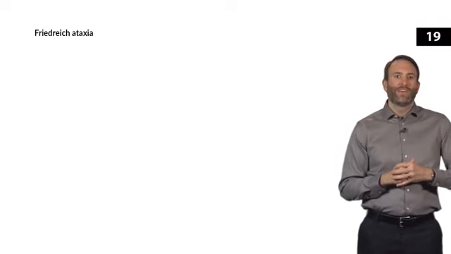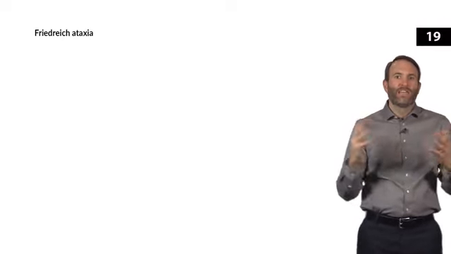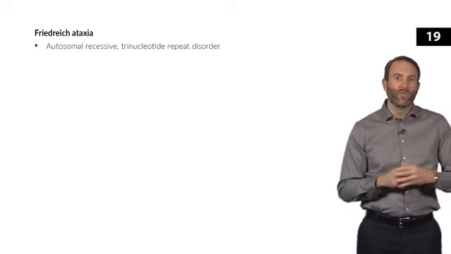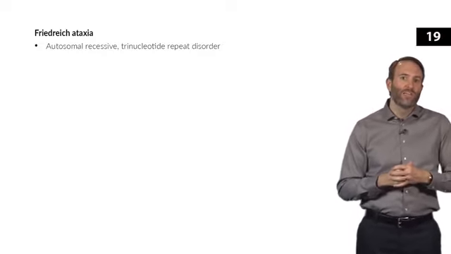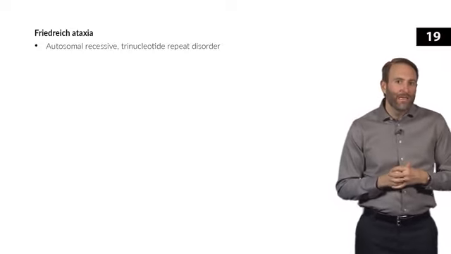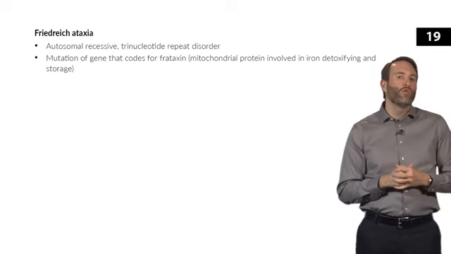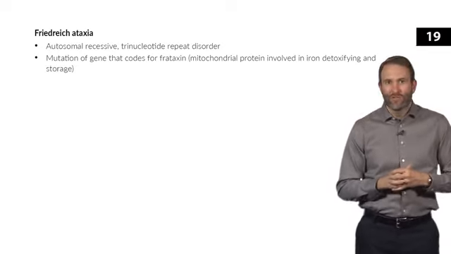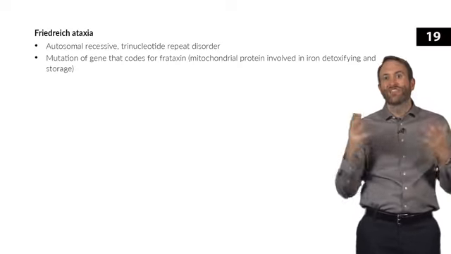Let's move on to Friedreich ataxia. So what is Friedreich ataxia? This is an autosomal recessive disorder and again a trinucleotide repeat disorder. The repeated trinucleotides here are going to be GAA. Now with Friedreich ataxia, the gene that's problematic is the gene that codes for a protein called frataxin, which is a mitochondrial protein that deals with iron detoxifying and storage.